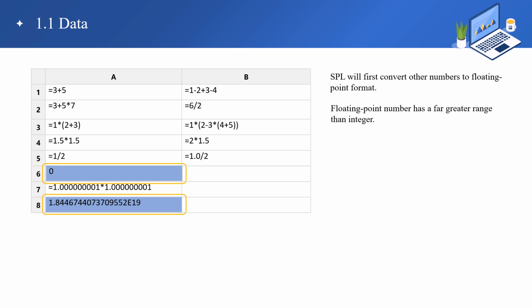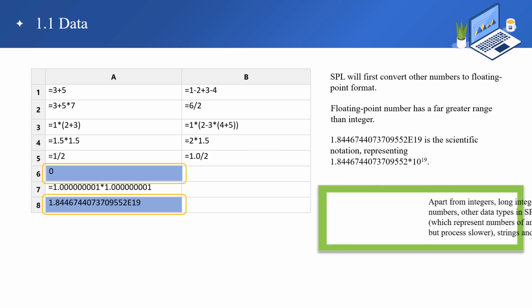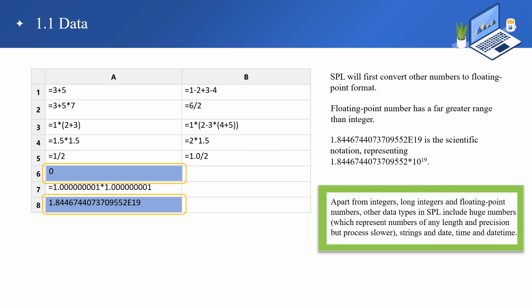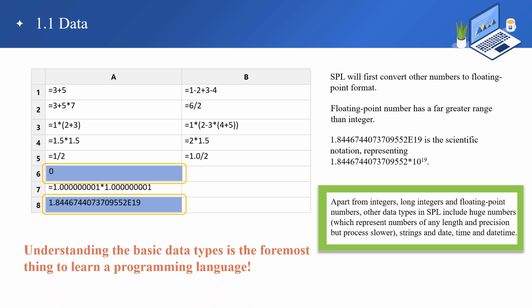But what does 1.844674073709552E19 mean? This is the scientific notation conventionally used by all programming languages. Here it represents the number 1.844674073709552 times 10 to the power of 19. In a cell code, the number 1.23 * 10 to the power of -20 can also be represented by 1.23e-20.